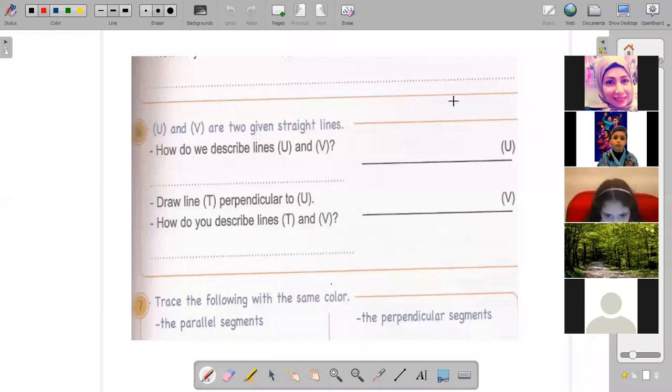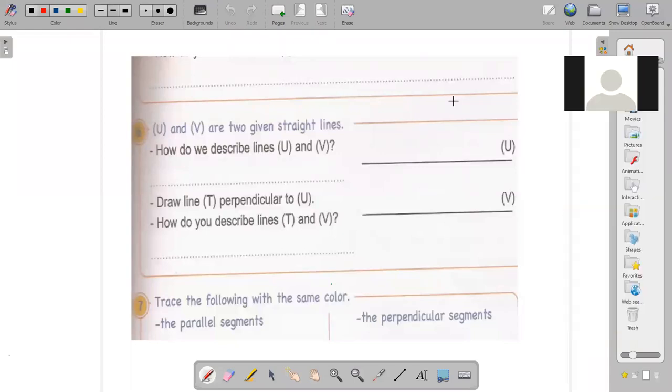Yes, teacher. When do we say two lines are parallel? We said parallel when two lines are above each other. They intersect or never intersect? They never intersect. Never intersect, bravo. So they never meet at a point. Bravo, Rem, thank you.